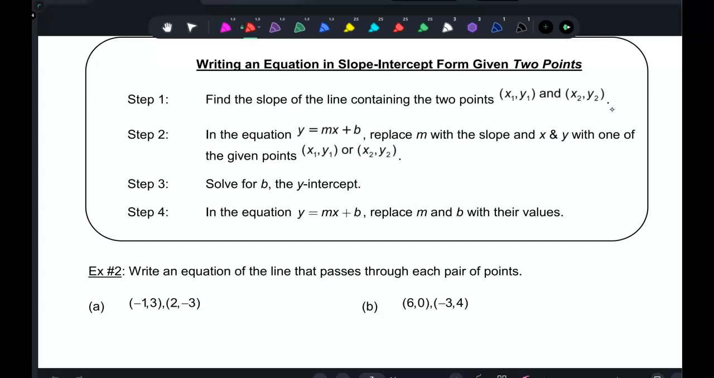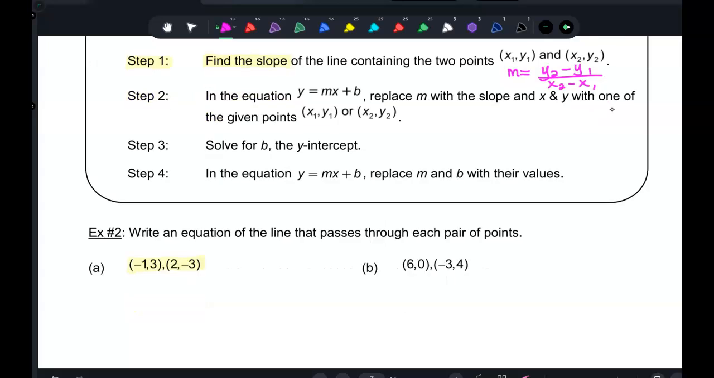There's one additional piece of information. One additional step, and that is we have to find the slope first because I'm going to give you 2 points. Now, slope is m, which is y2 minus y1 over x2 minus x1. I remember this from algebra. We also did it in chapter 3, last semester.